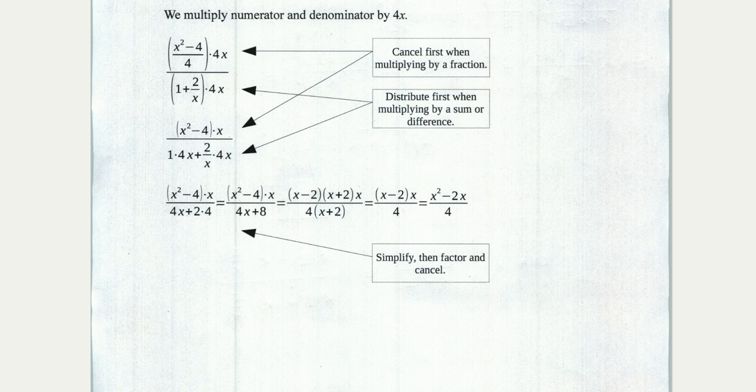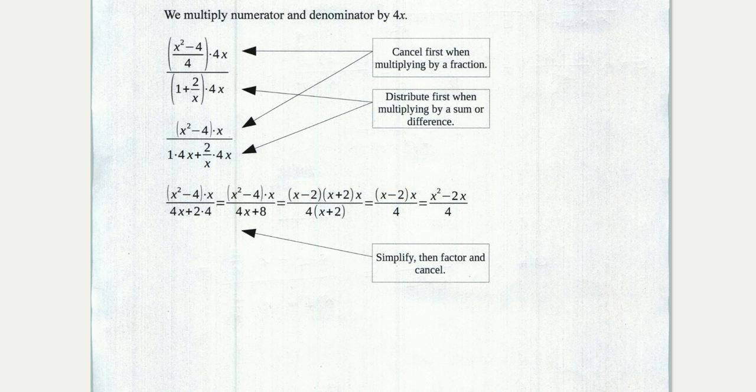So in the numerator, I see an x squared minus 4. We can factor that as x minus 2 times x plus 2. And then, of course, exactly what you'd expect, the x plus 2's cancel. So the x plus 2 in the numerator and the x plus 2 in the denominator cancel. Now we're still left with an x and an x minus 2 in the numerator, so we can distribute those, and when we do, we get that x squared minus 2x all over 4.